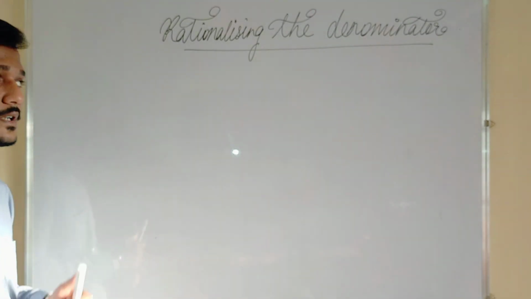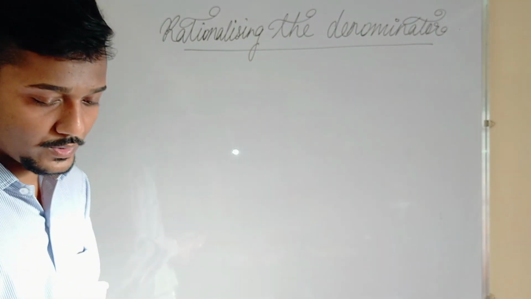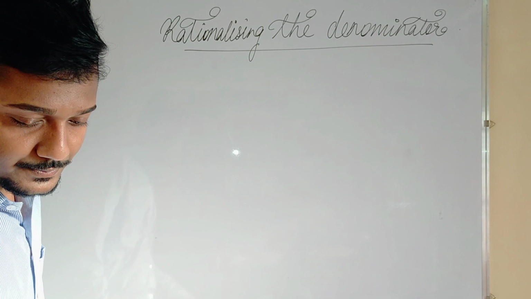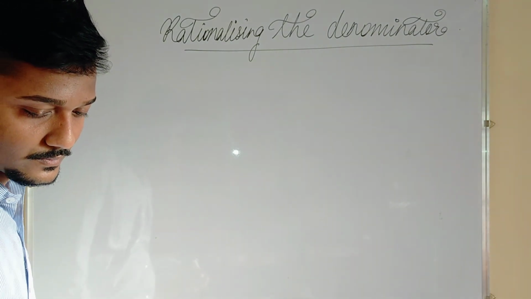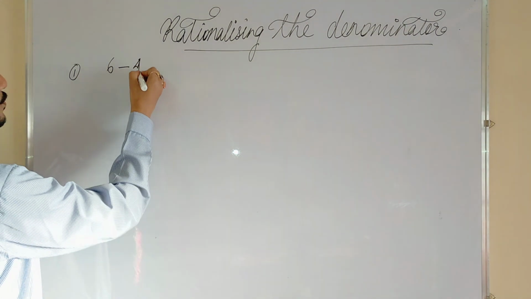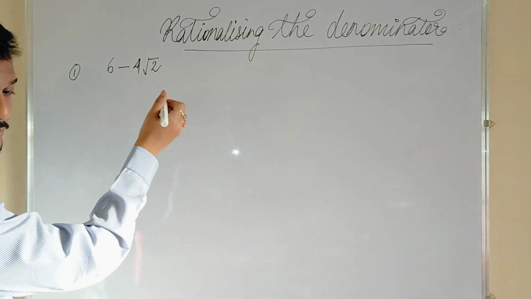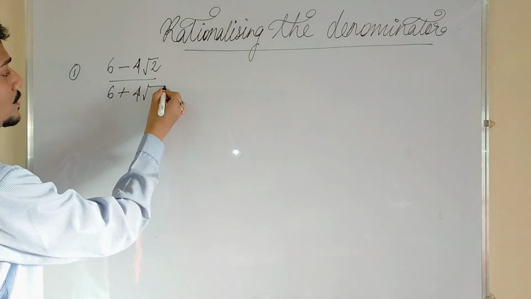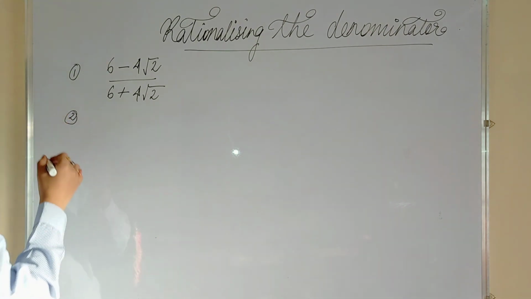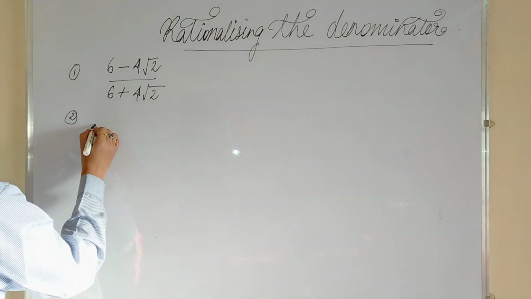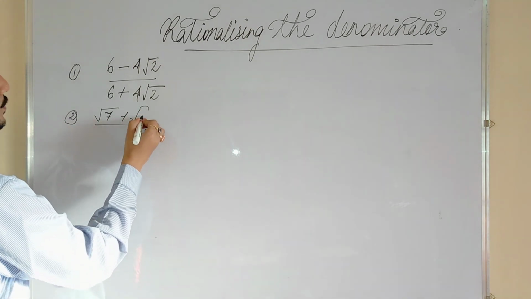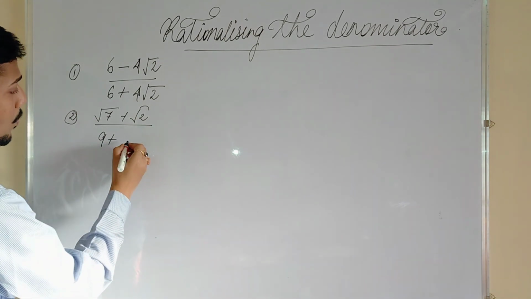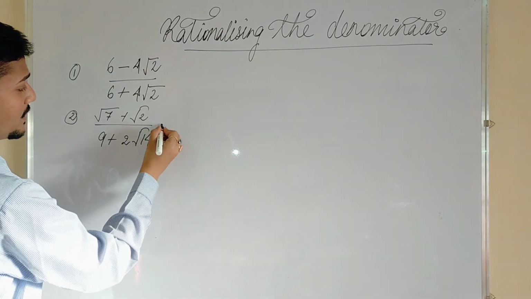So I'll give you a few questions related to the topic that I have recently shown you. Okay. So home task number 1: 6 minus 4 root 2 by 6 plus 4 root 2. You have to rationalize the denominator. Number 2, root over 7 plus root over 2 by 9 plus 2 root 14.